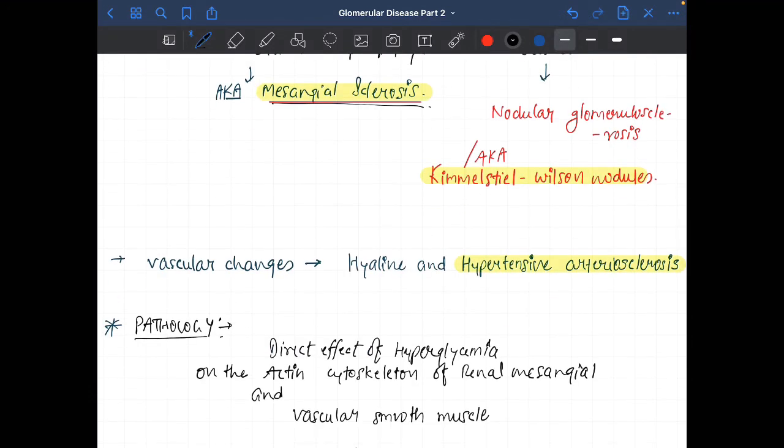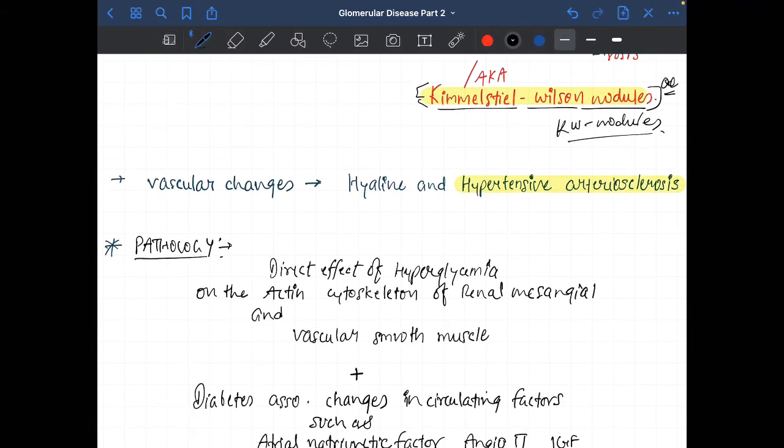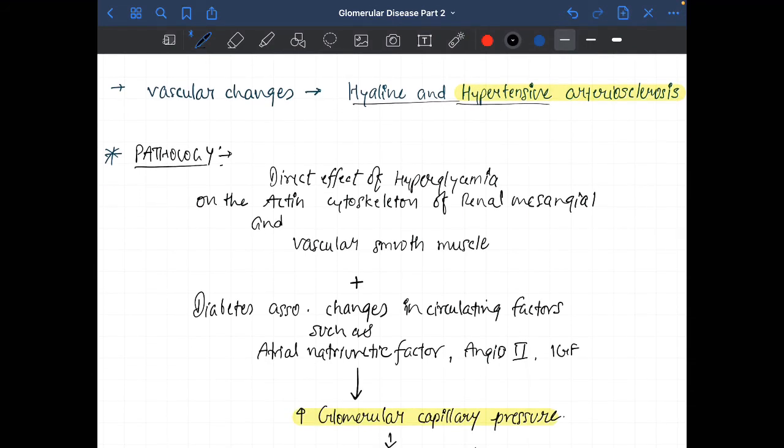Alright, and also there are eosinophilic PAS-positive nodules present in nodular glomerulosclerosis, also known as Kimmelstiel-Wilson nodules, very important for the board exam. KW nodules are present in diabetic nephropathy. In the vascular changes, hyaline arteriosclerosis and hypertensive atherosclerosis can be present because, as you already know, high blood sugar for a long time can be a risk factor for atherosclerosis.